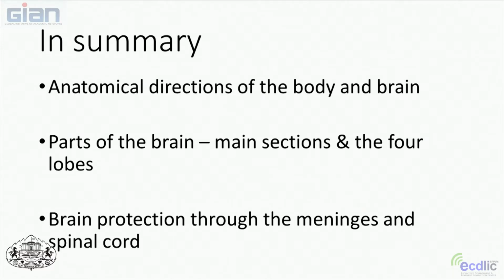So in summary, we talked about the anatomical directions of the body and the brain. We talked about the main parts of the brain and the 4 lobes. And we talked a lot about the midbrain and the brain protection through the meninges and the spinal cord.